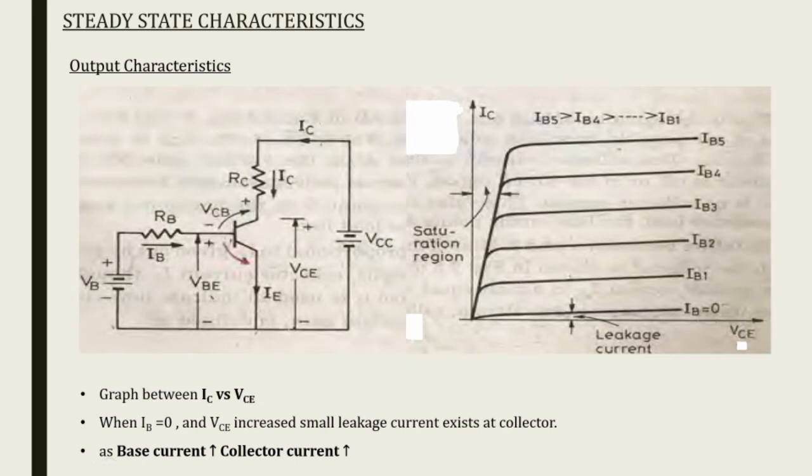The graph is between the output current IC and VCE, and you can see that when the input current IB is 0, a small leakage current is there. Input current 0 means the transistor is in the off state, and at that time a small reverse leakage current will be there in the collector. Further, as the input current increases, you can see the collector current also increasing.